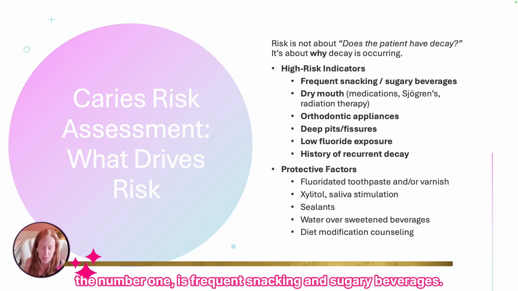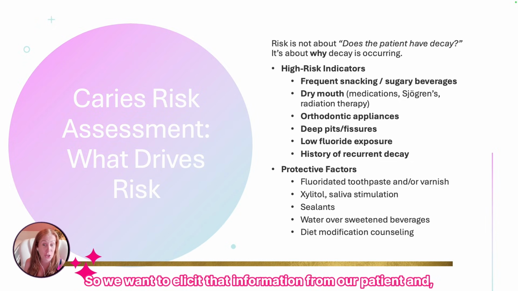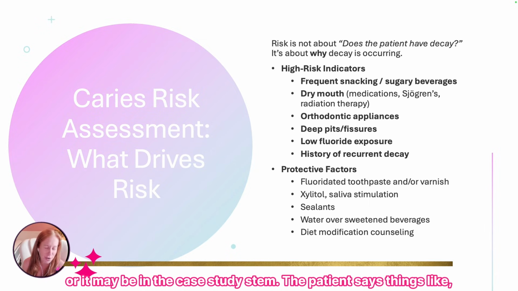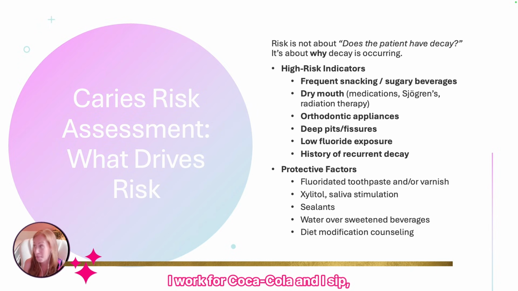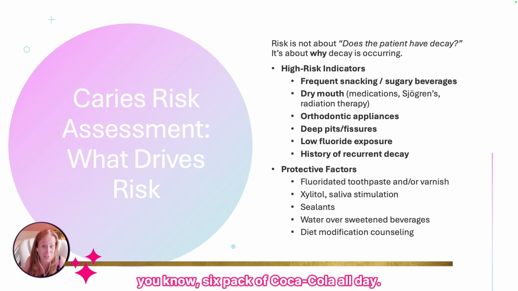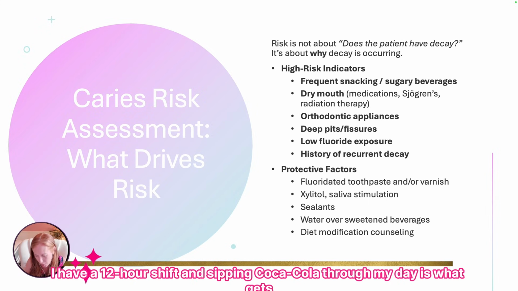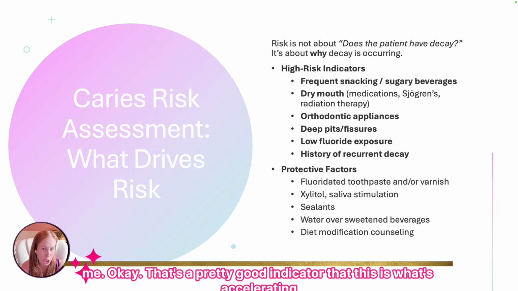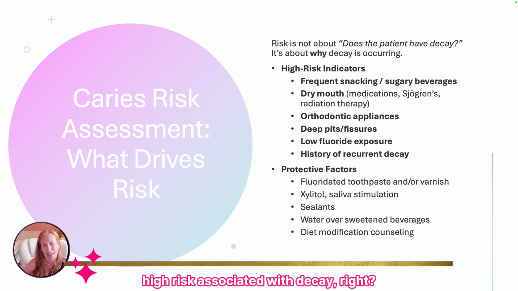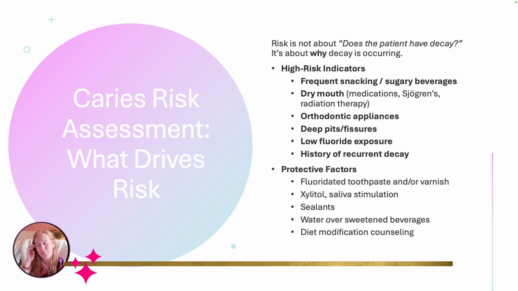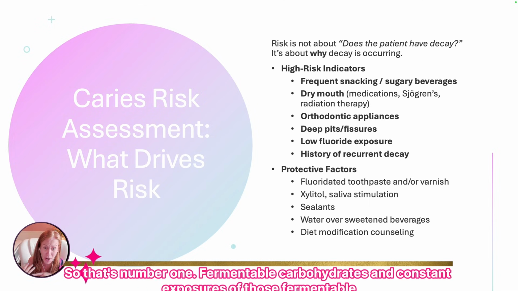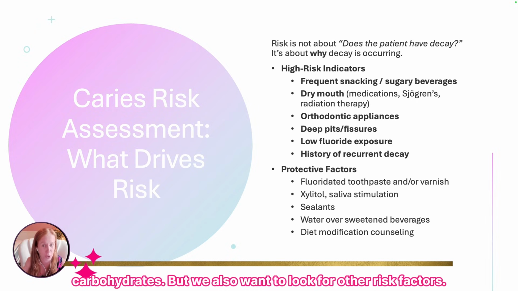Number one is frequent snacking and sugary beverages. So we want to elicit that information from our patient, and or it may be in the case study stem. The patient says things like, I work for Coca-Cola and I sip a 6-pack of Coca-Cola all day. I have a 12-hour shift, and sipping Coca-Cola through my day is what gets me. Okay, that's a pretty good indicator that this is what's accelerating high risk associated with decay, right? So that's number one, fermentable carbohydrates and constant exposures of those fermentable carbohydrates.